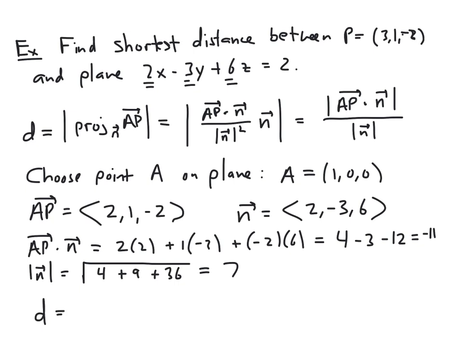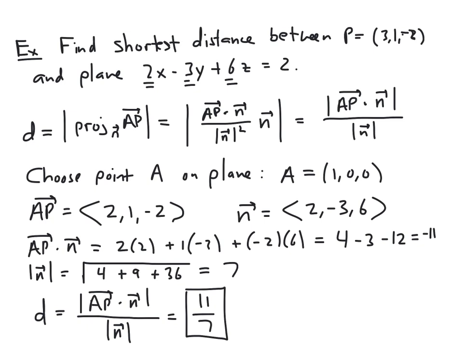So our distance d is going to be the absolute value of this dot product, AP dot n, over the magnitude of n. So we get the absolute value of negative 11, which is 11, over the magnitude of n, which is 7. So the shortest distance from that point (3, 1, -2) to the plane 2x minus 3y plus 6z equals 2 is 11 over 7. Okay? And so this really is just a natural application of the orthogonal projection onto the normal vector. Right? And these are the kinds of problems where those orthogonal projections are quite handy.